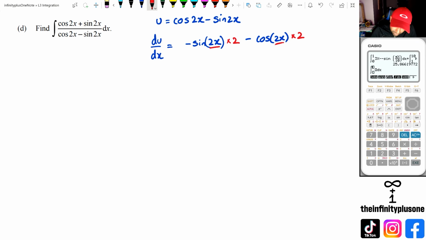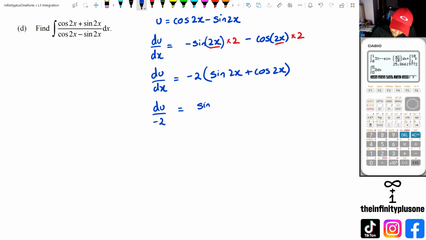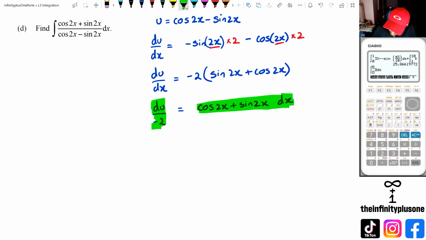Now, hopefully, you can see something here, because you can actually rewrite this as du over dx equals minus 2 times sine 2x plus cos 2x. And suddenly, you can start seeing things happening here, because you can say du over negative 2 equals, I'm just going to write cos first, and you'll see why, cos 2x plus sine 2x, multiplied by dx. Basically, what I've done here is I've managed to write cos 2x plus sine 2x as du over negative 2.